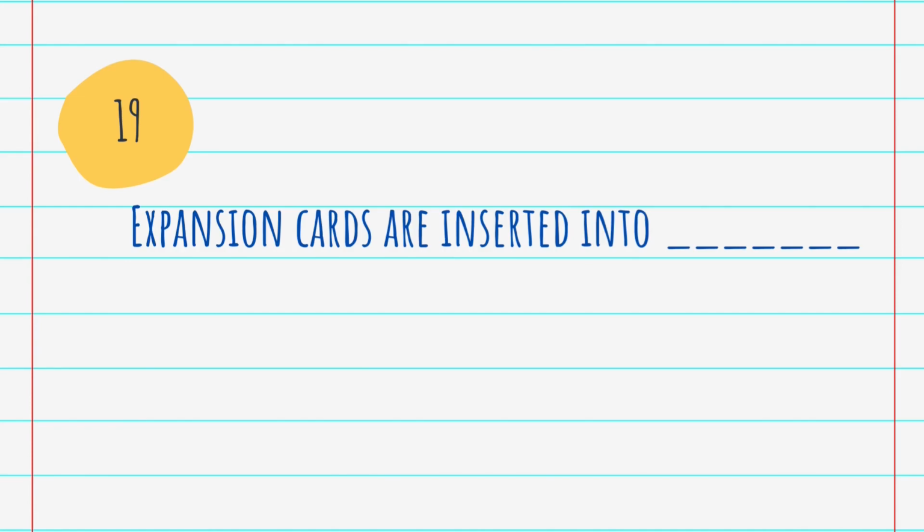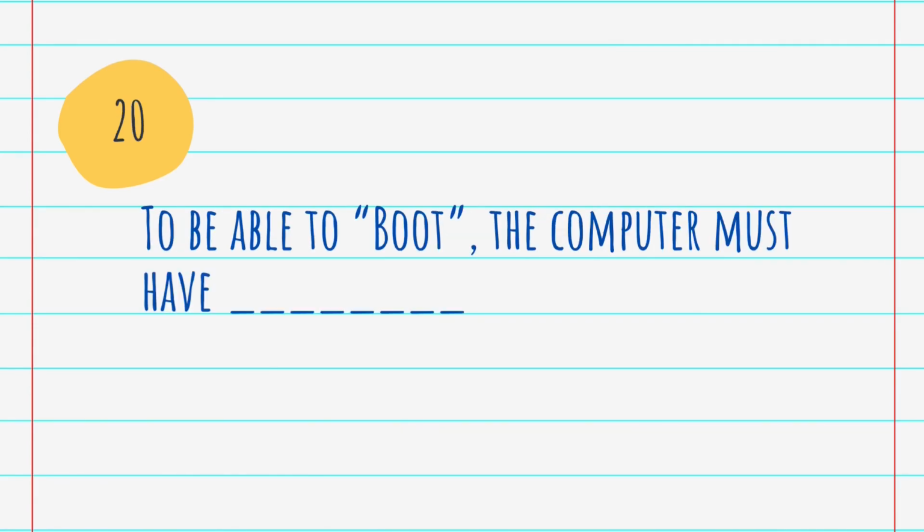Okay. Question number 19. Expansion cards are inserted into dash. Expansion cards are inserted into slots. In computing, an expansion card, which is also known as an expansion board, adapter board, peripheral card or accessory card, is a printed circuit board that can be inserted into an expansion slot. Also, it is referred to as a bus slot or an electrical connector on a computer's motherboard to add functionality to a computer system.